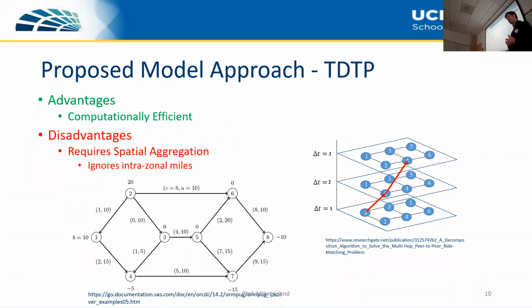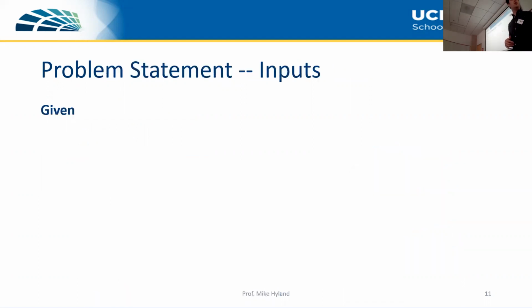Disadvantage, it does require spatial aggregation of the Manhattan network, or any network in fact, and it effectively ignores intrazonal travel distances. So, in some ways it's better than the path cover approach. In some ways it's not as good as the path cover approach.